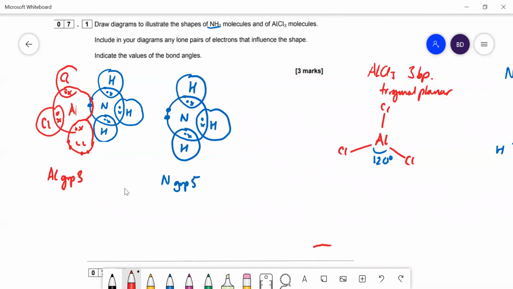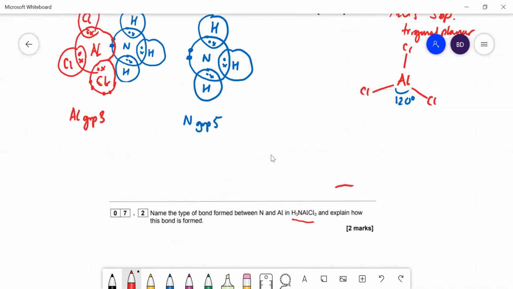So you can see that the lone pair on the nitrogen has formed a dative bond to the aluminium. So the aluminium has now got a full 8 electrons in its outer shell. Okay, so let's just see what it says. The type of bond formed, it's a dative bond. And how is it formed? Well, both shared electrons come from the nitrogen. In a normal covalent bond, 1 would come from each atom, but they're both coming from 1 atom, from the nitrogen there.